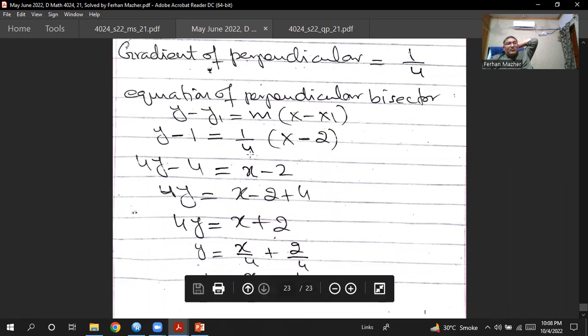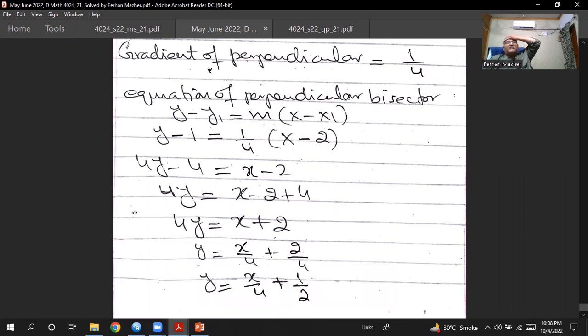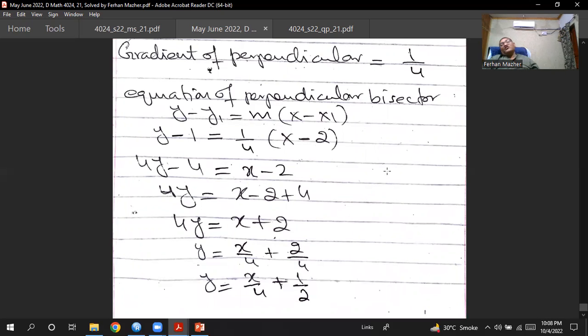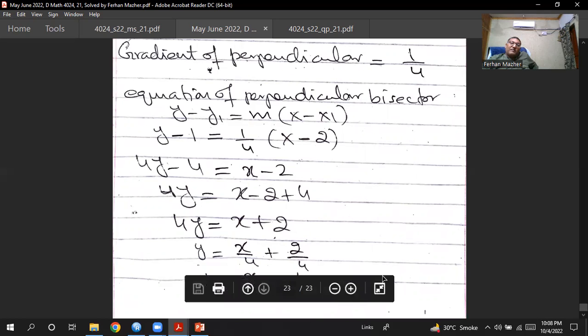So y minus 1 is equal to 1 by 4, the gradient of the perpendicular is 1 by 4, bracket x minus 2. This 4 will go on the other side, it will multiply: 4y minus 4 is equal to x minus 2. So 4y is equal to x minus 2 plus 4. So 4y is equal to x plus 2. So y will be equal to x by 4 plus 2 by 4. So y will be equal to x by 4 plus 1 by 2. So this is how you will find the equation of that perpendicular bisector.